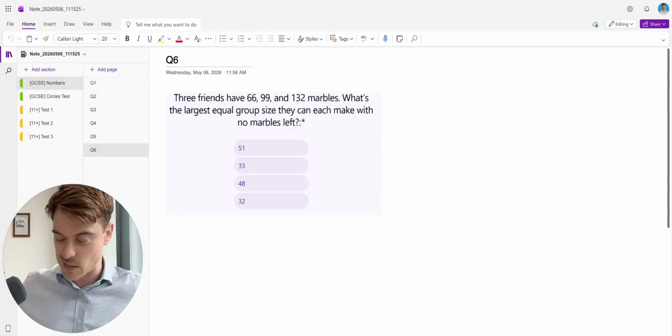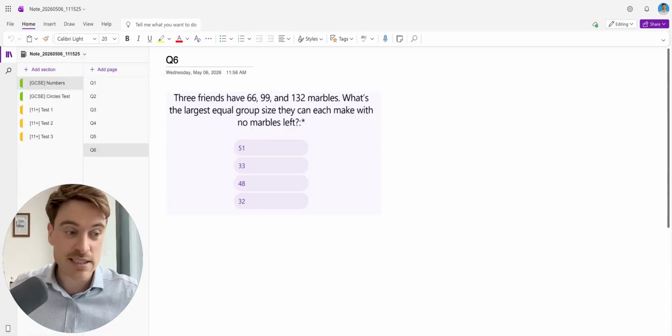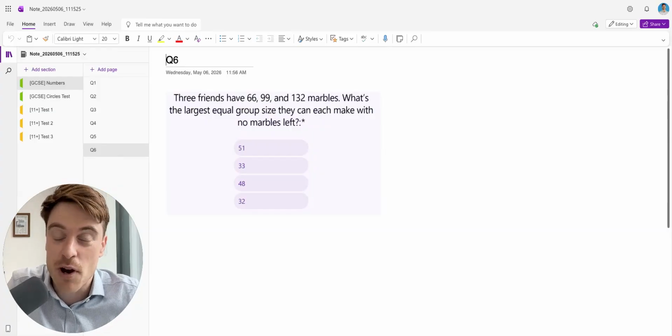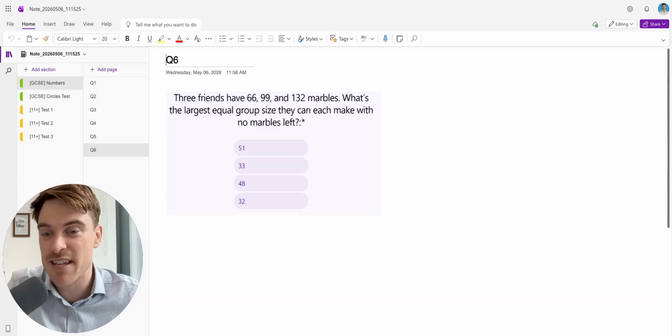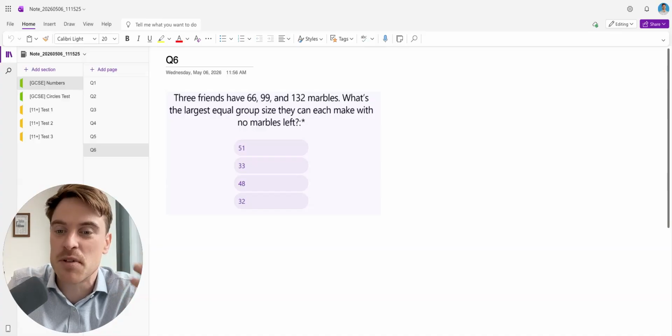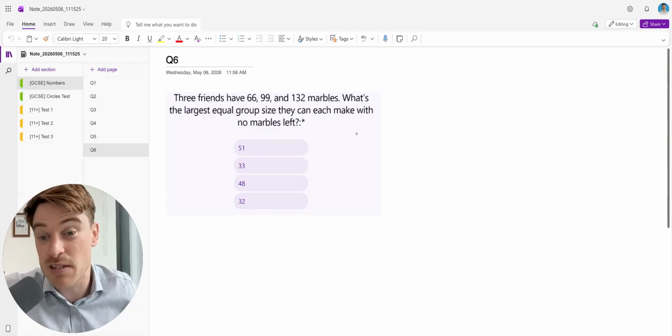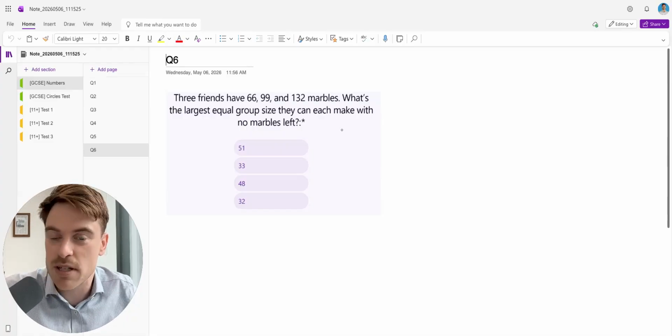Now this one was hard. Now if you're doing the test at home and you're following on, this is definitely a hard question. So 3 friends, this is actually looking for something you would have learned called highest common factor. I know, HCF. The highest common factor of 66, 99: what number divides into them? What's the biggest number that divides into them?